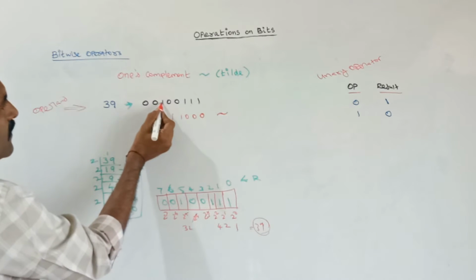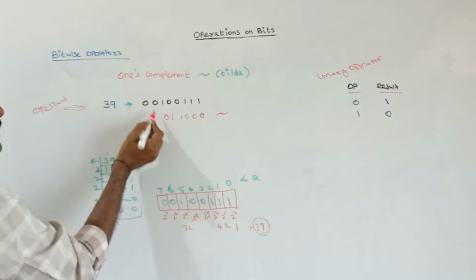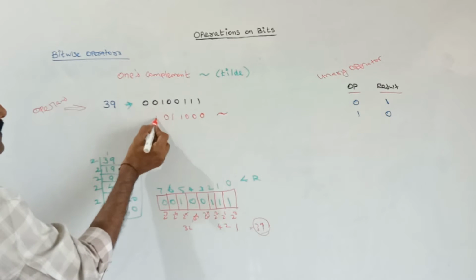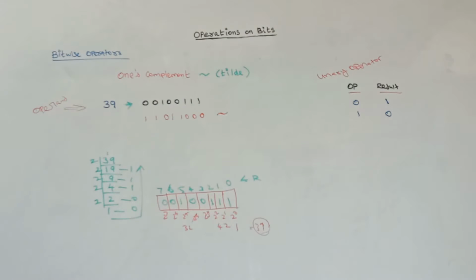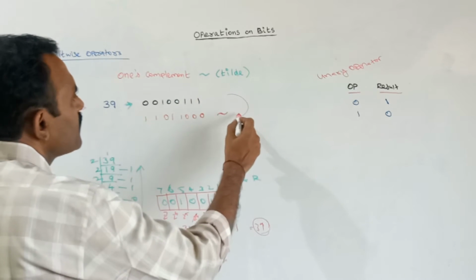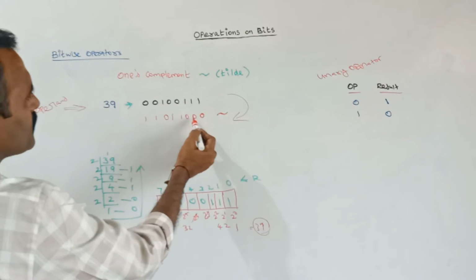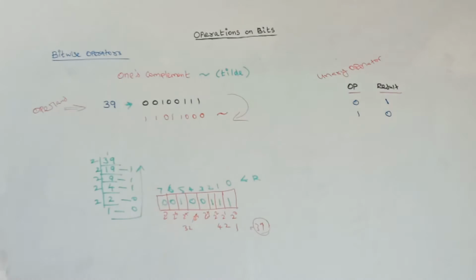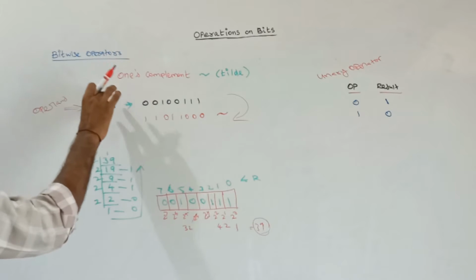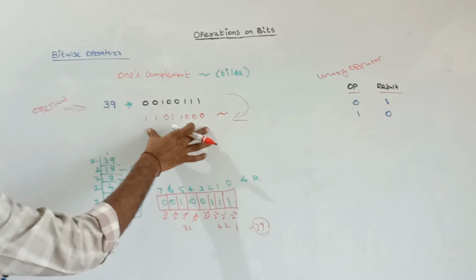Now what is the value? Here 1, so if you invert this value it is 0. Next, if it is 0, then the result is 1. So if you invert this, the result is 1 1 0 1 1 0 0 0, with 3 zeros at the end. So this is the ones complement of 39, or the ones complement of this binary value.